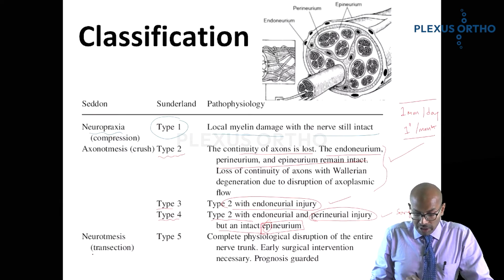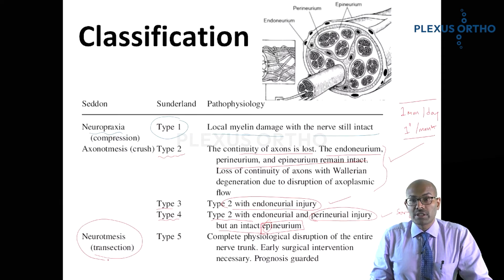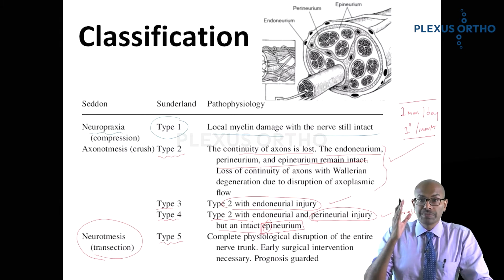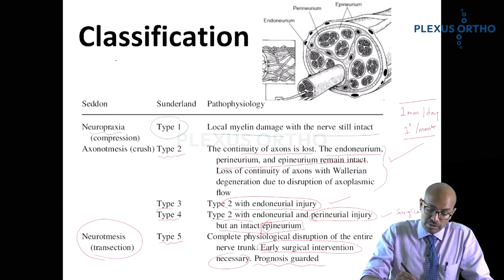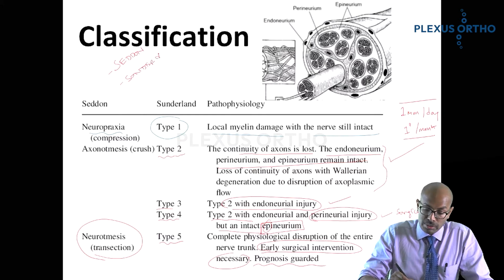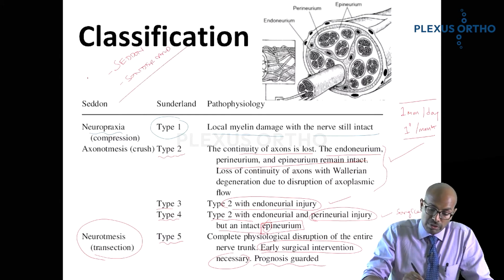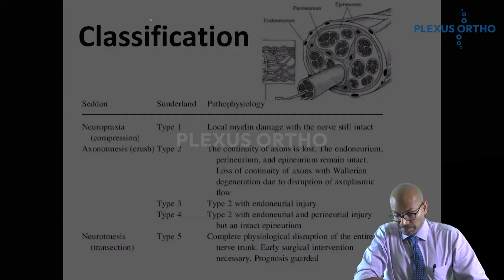Type 5 is the same as type 3 of the Seddon's classification. It is called type 5 Sunderland classification, where there is a complete transection of the nerve. The Tinel sign is non-progressive at the site of injury, and early surgical intervention is required, and prognosis is poor with any kind of nerve injury. So these are the 2 classifications that you should remember. One is Seddon's classification, and the second one is Sunderland's classification. These are the 2 classifications which are important for your exam purposes.